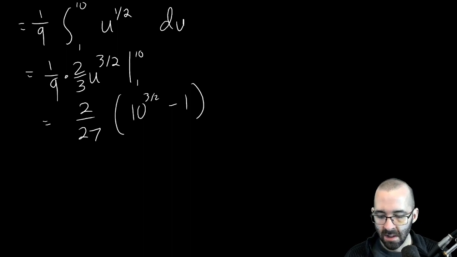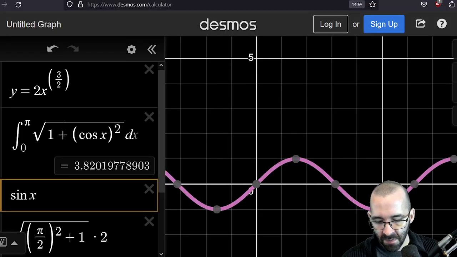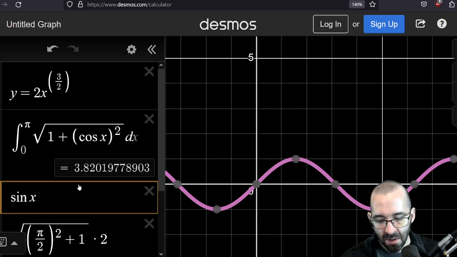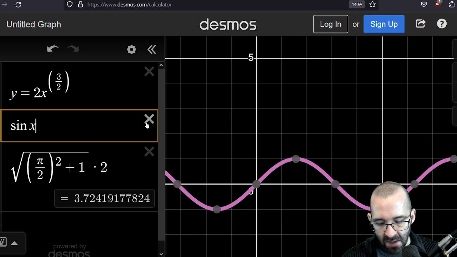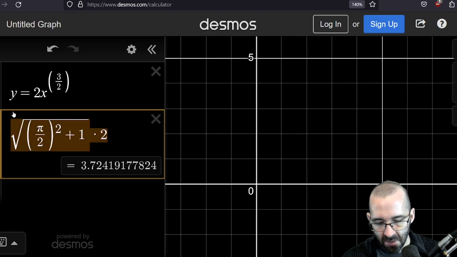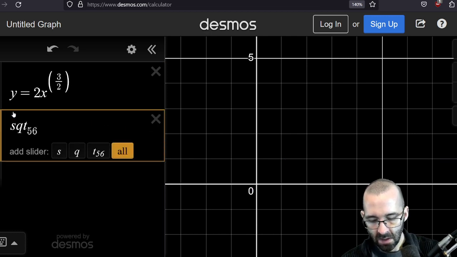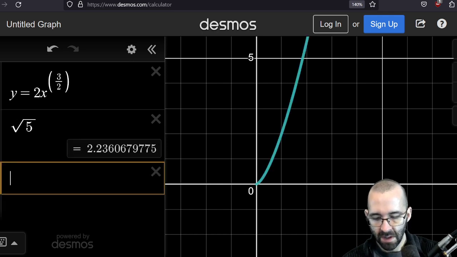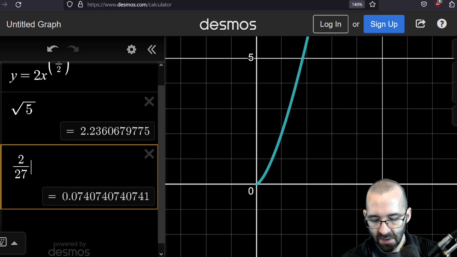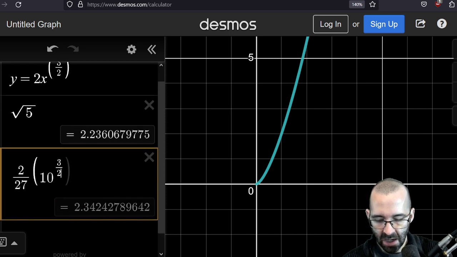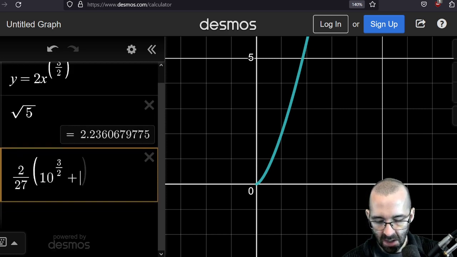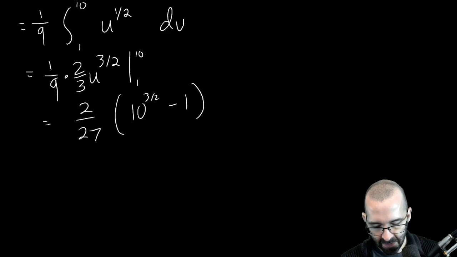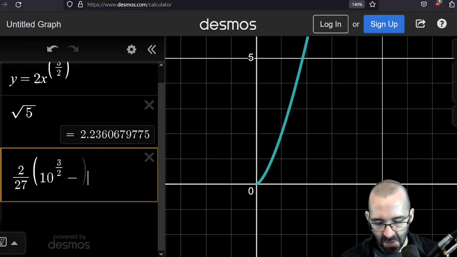All right. So we compare our answer. Our estimate was the square root of 5. The question is, how close is this to the square root of 5? Whoa. So we found it was 2 over 27 times 10 raised to the 3/2, minus 1.